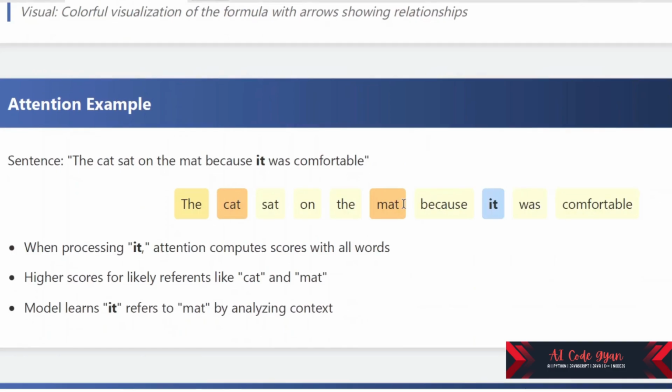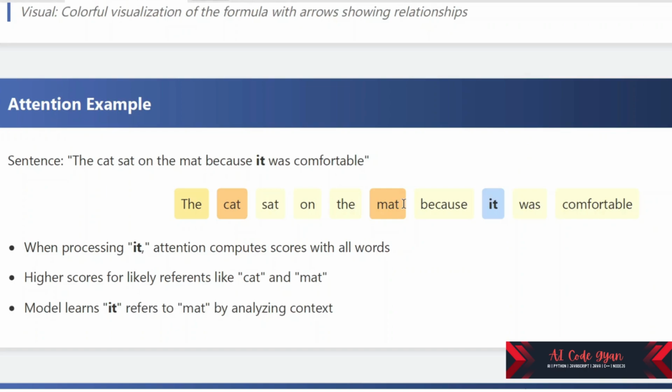Now let us take an example of a cat sitting on a mat. So, the cat sat on the mat because it was comfortable. This is the sentence. When processing it, attention computes scores for all the words. Suppose we need to check the importance of the word "it" and what it refers to. With some other architectures this was an issue, but in the transformer architecture we are using the attention mechanism, which is going to see the context of "it" with respect to all the words. So basically, attention computes scores for all the words.